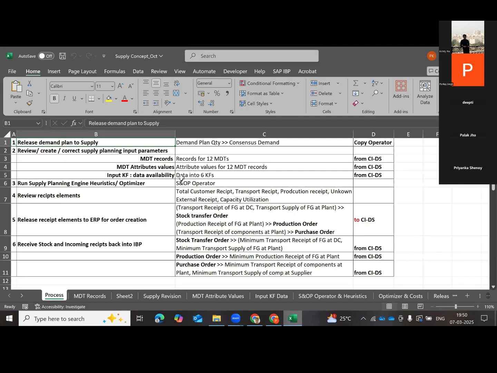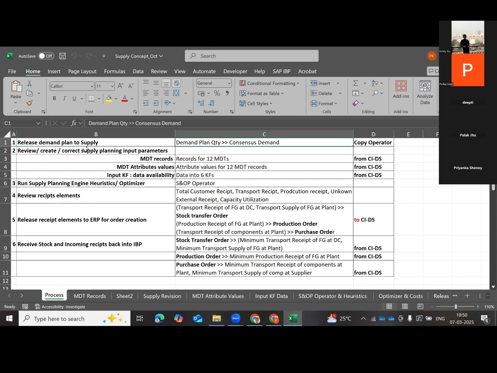Okay. So now this Excel is visible. So I will share this Excel, but now you need to practice more. This Excel has the first tab as process. This is the supply planning process. This process has 6 steps. The first step is release demand plan to supply that we have seen.